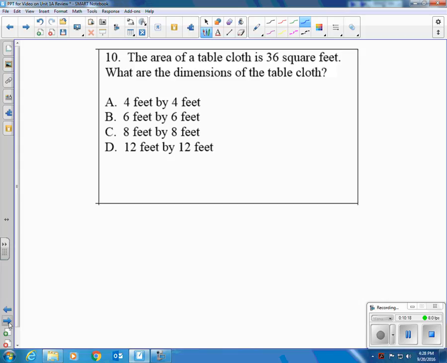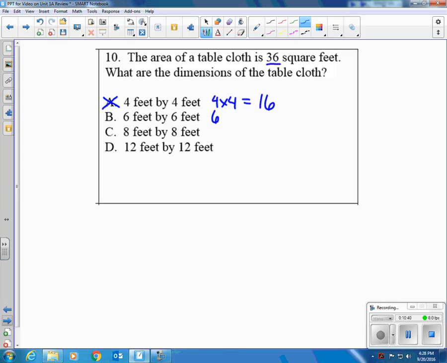Number 10 says the area of a tablecloth is 36 square feet. What are the dimensions of the tablecloth? Okay, so we're looking again. I can see that it says square feet, so it's an area problem. But what I'm really looking for is these answers here. This is a 4 by 4. Well, 4 times 4 is 16. 16 does not equal 36, so that one's out.